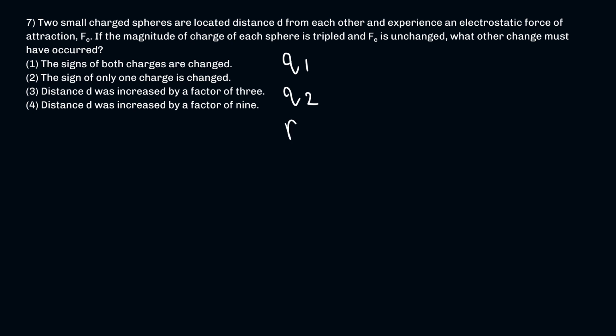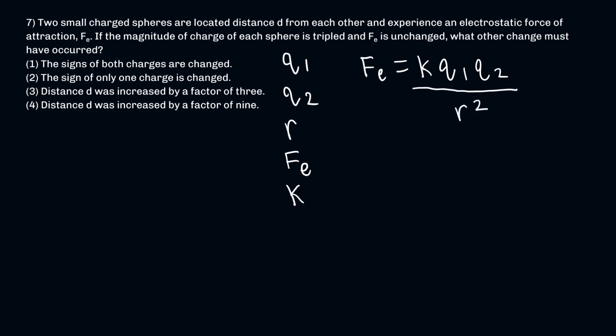And then we have Fe, that is the electrostatic force. With this, there's also a constant K, but we're not too worried about that at the moment, because that is always going to be unchanged. So this gives us the equation here, Fe equals K Q1 Q2 all over r squared. We can plug in d instead because that's what they're giving us. But we're just looking at the difference between these. So it's telling me that the magnitude of the charge on each sphere is tripled, but Fe doesn't change.